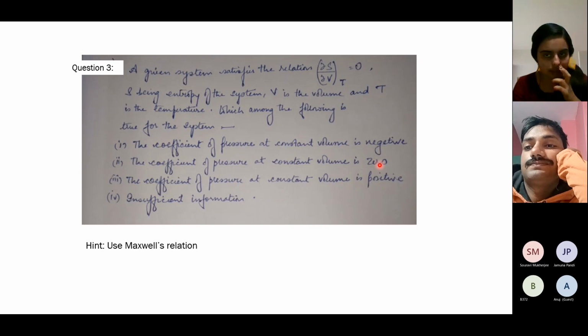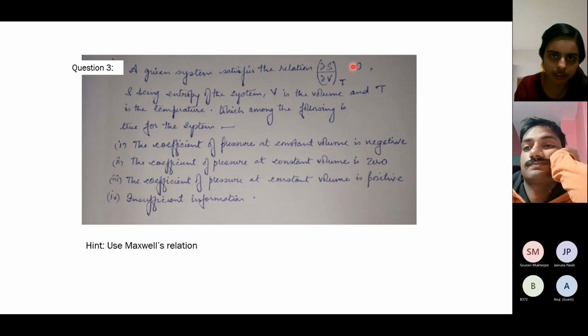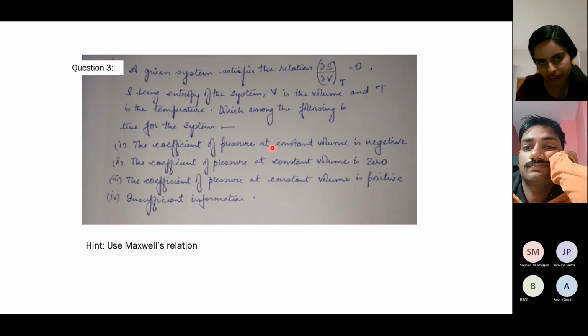So that means if you are given such a relation, and then asked what condition the system satisfies, you have to use the Maxwell's relations to find the expression for the quantity described in the options, and you can relate it to find the correct solution. Okay, so here the answer is B.